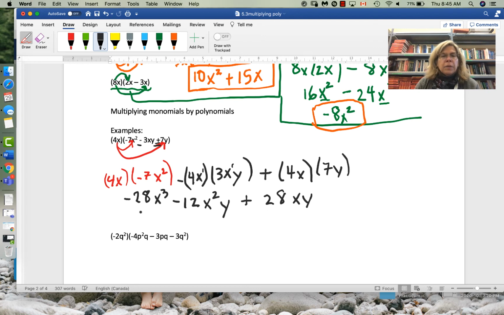And I think that's reduced because there are no like terms. There's no other x squared y, there's no other x cubed, and there's no other xy. So that's your final answer.